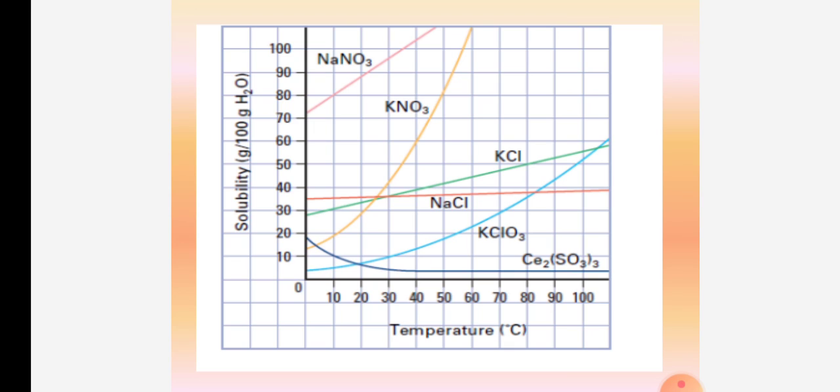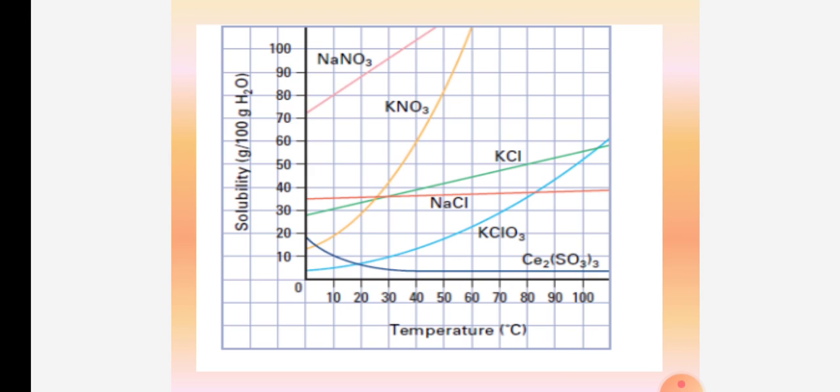What is the range of temperature that is taken in the x-axis? From 0 to 100 degrees Celsius. Temperature is taken in terms of degrees Celsius. So what does the solubility curve show us? The solubility curve shows us the difference in the solubility of a particular solute in a given solvent when we vary the temperature. From this we can interpret a lot of things.